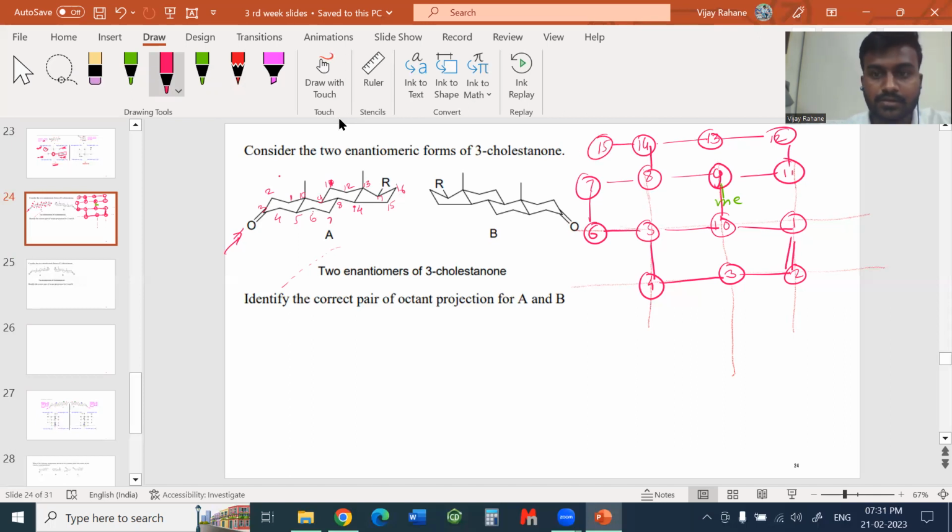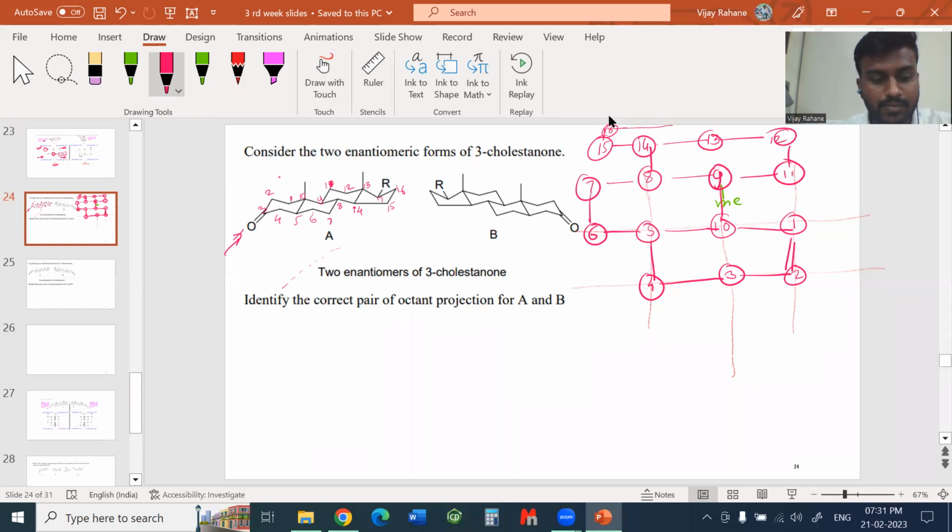15 will be here, right? And remaining, here will be a 16, and 17 will be attached to 13, right? Since it's a 5-membered ring, there will be no other carbon here. So this one is the correct position, and this is the octant projection for this A molecule.